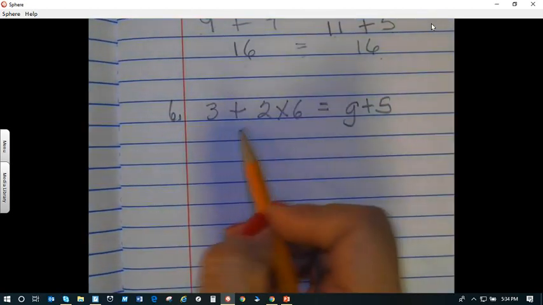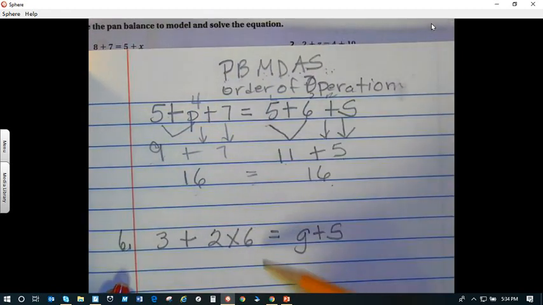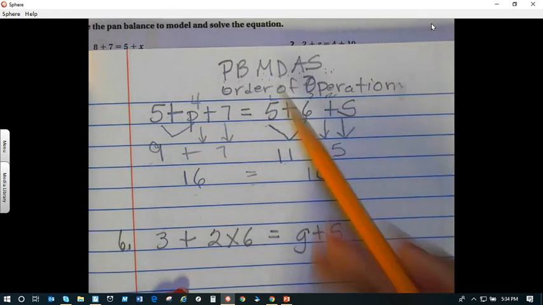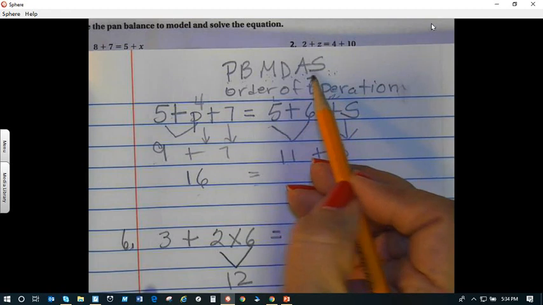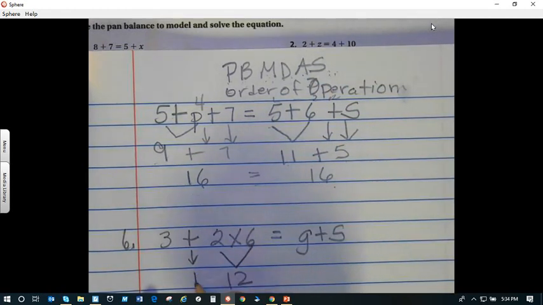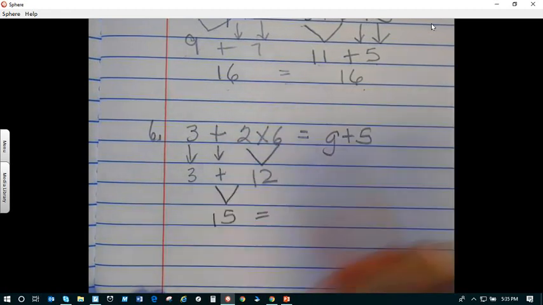So the first thing I'm going to need to do is order of operations. Remember we said we look for parentheses. There are none. There are no brackets. Multiplication, there is. So I'm going to multiply this first. 2 times 6 is 12. Then I have an addition problem, so I'm going to bring down my addition sign, bring down the rest of the equation. 3 plus 12 will then equal 15. So I need to have 15 on this side.